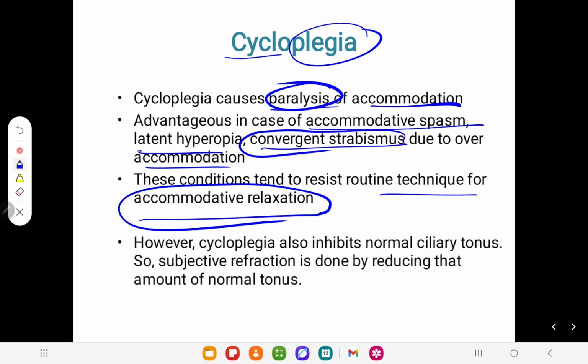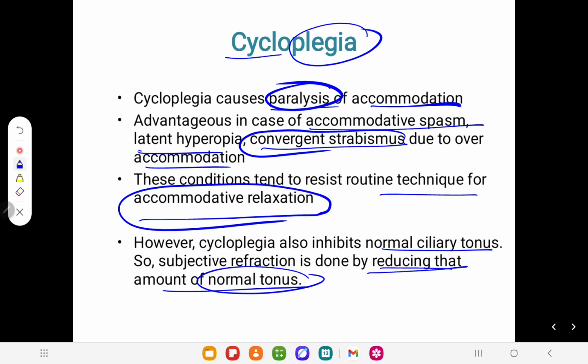So, however, cycloplegia also inhibits the normal ciliary tone in subjective refraction by reducing that amount of normal tone. Whenever we do this cycloplegic refraction, we need to reduce the amount of normal tonus, because we want normal tonus to be there, isn't it? So we have to be cautious, isn't it?